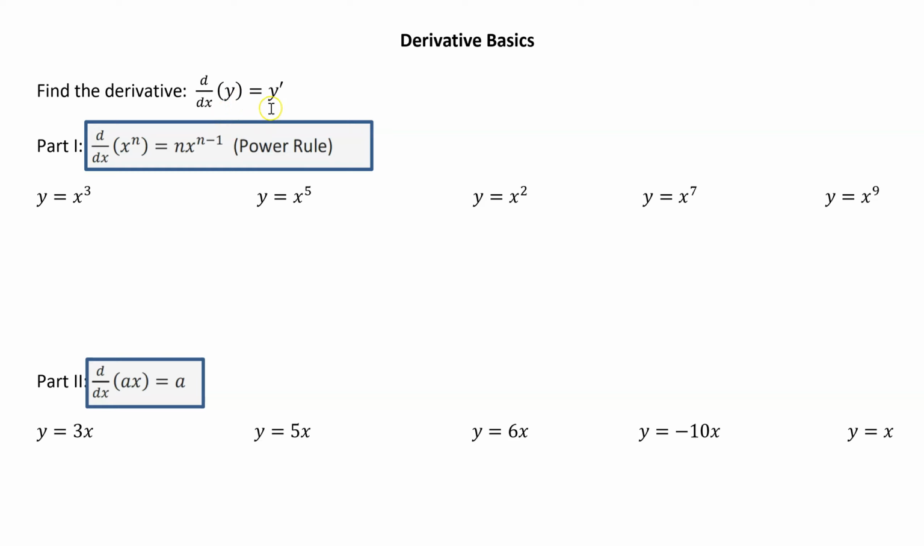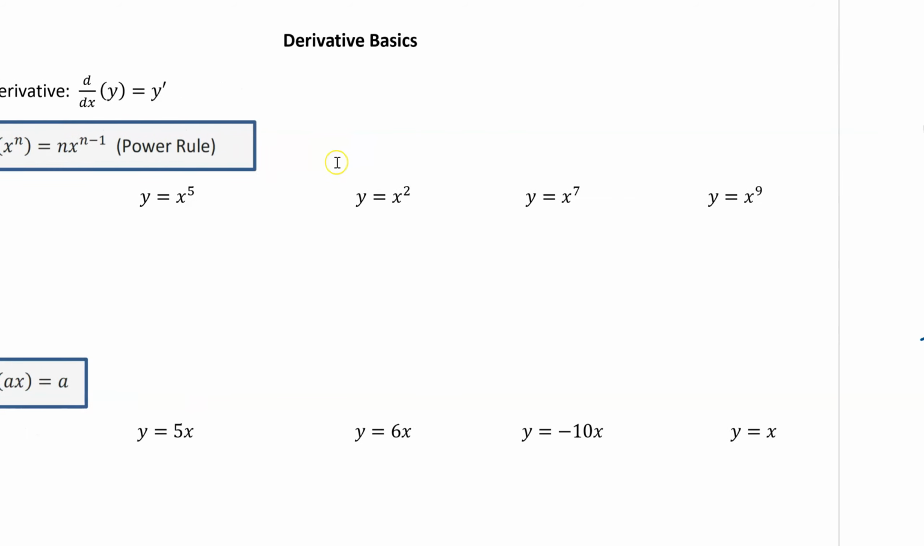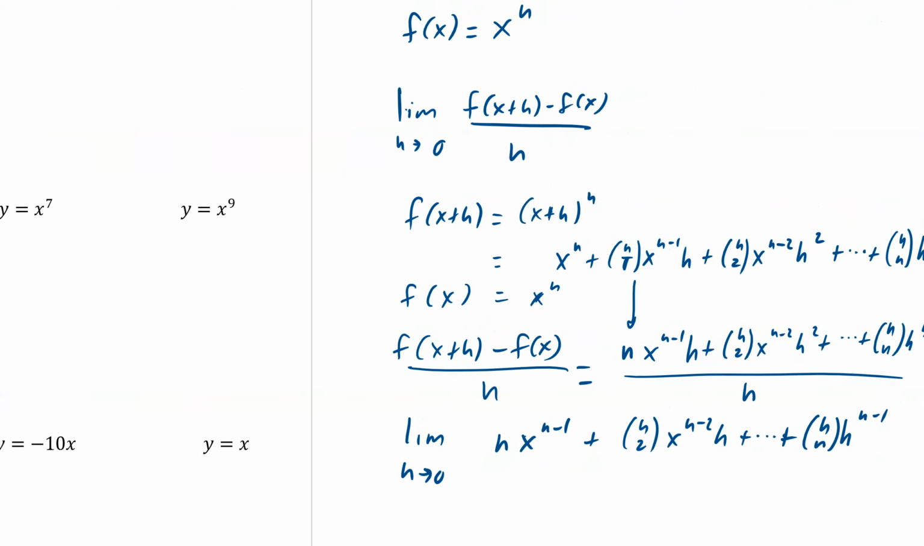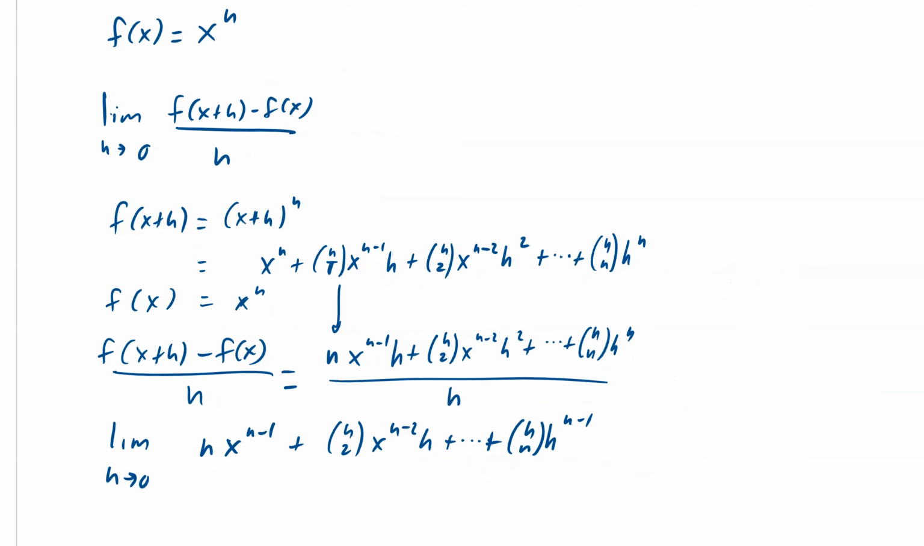means the derivative of y with respect to x, and that's our y prime. In order to find our derivative, we're going to put a d dx in front of our x to the n, and it's going to give us n x to the n minus 1. So where did this come from? Well, if you take the limit of the difference quotient on that, then that's where it comes from.